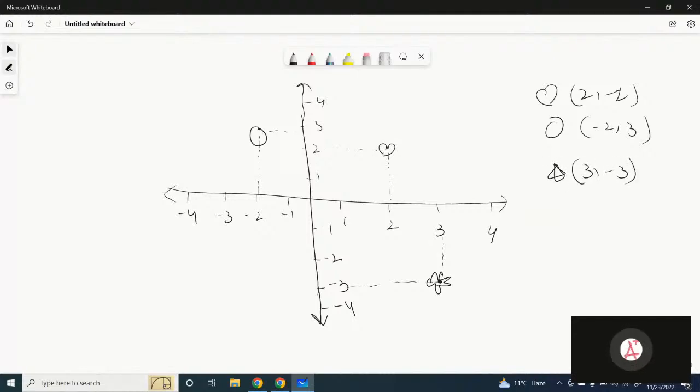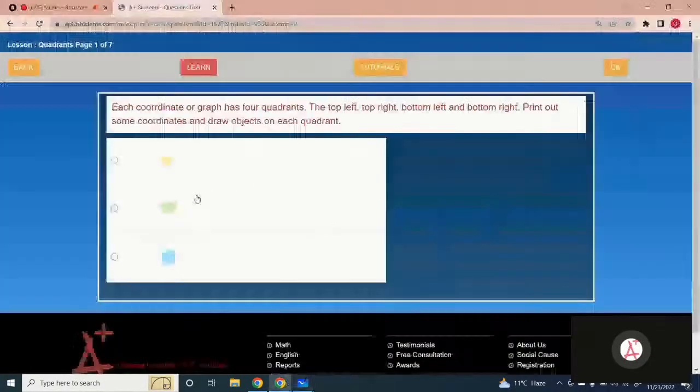Got it? So this is how you have to draw anything on the quadrant, any points on the quadrants. Got it, everyone? Is there any problem? If you have any questions, just write the question in the chat box. I'll answer all your questions. I think we don't have any question on the tutorial.